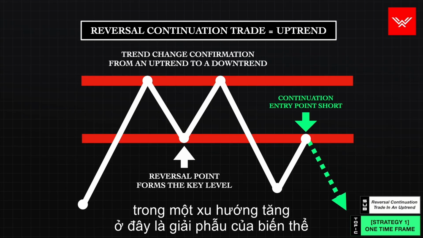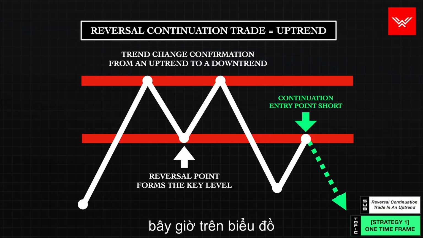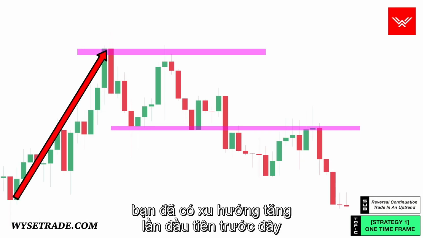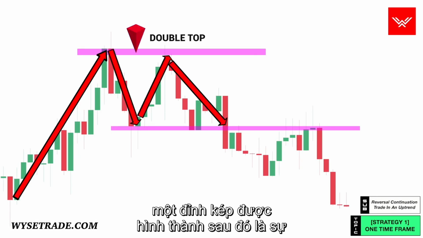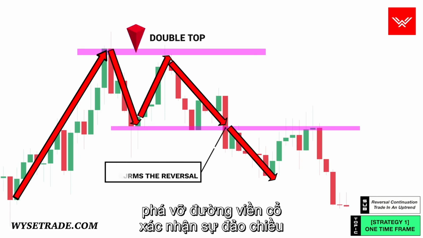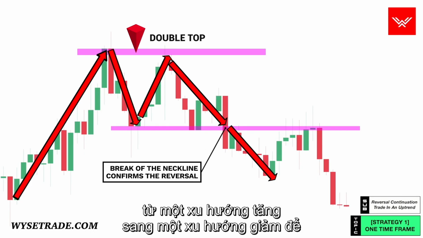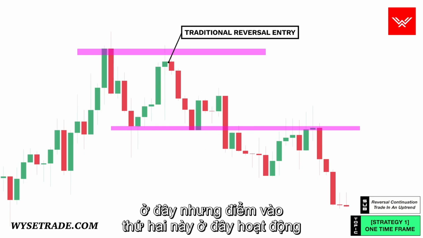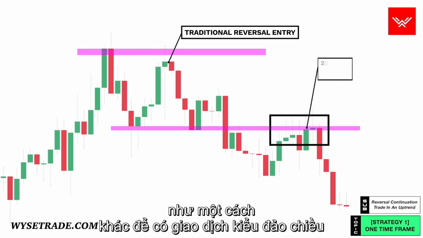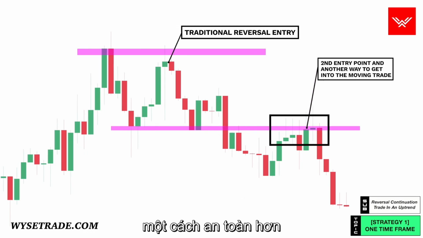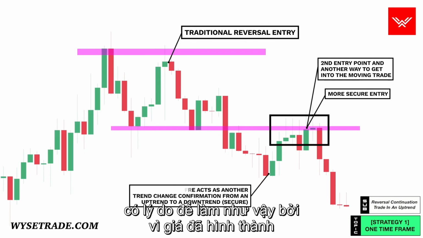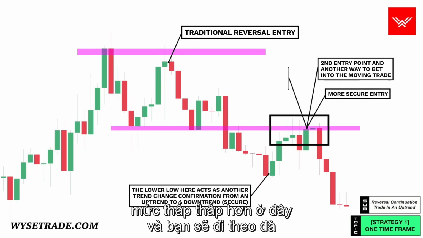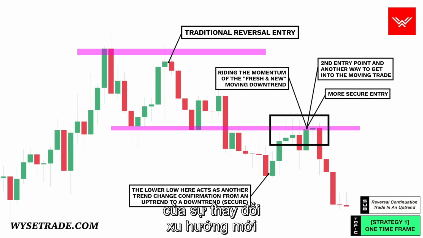Here is the anatomy of the variation. Now on the charts, you first had your moving uptrend before a double top formed, followed by a break of the neckline, confirming the reversal from an uptrend to a downtrend. So your traditional reversal entry took place up here, but this second entry here acts as another way to get into the reversal trade, and is a more secure way to do so because price has already formed the lower low here, and you would be riding the momentum of the fresh trend change.